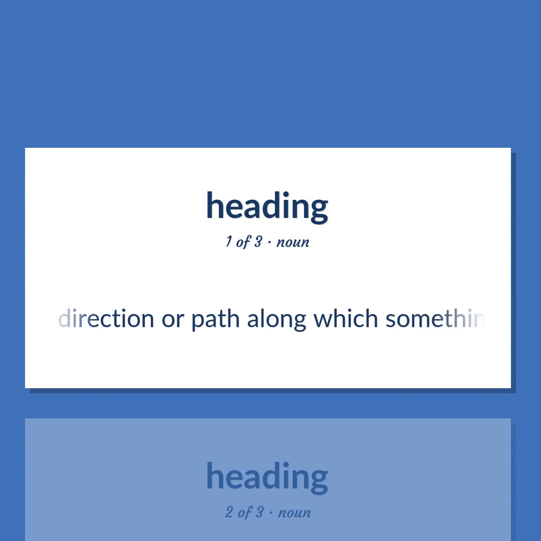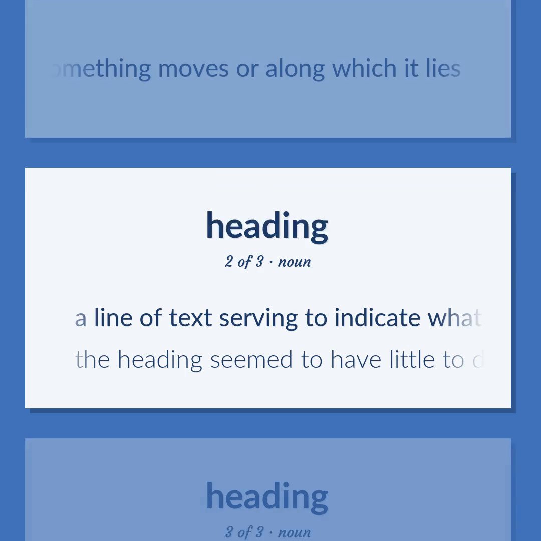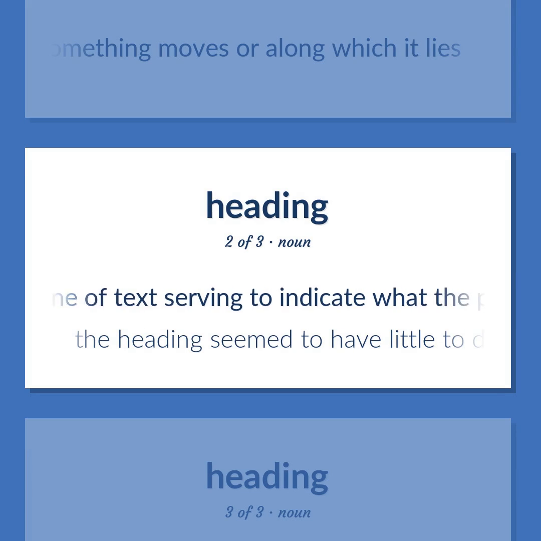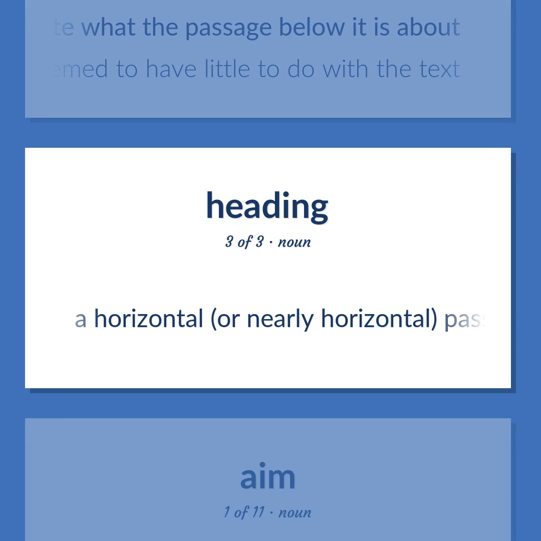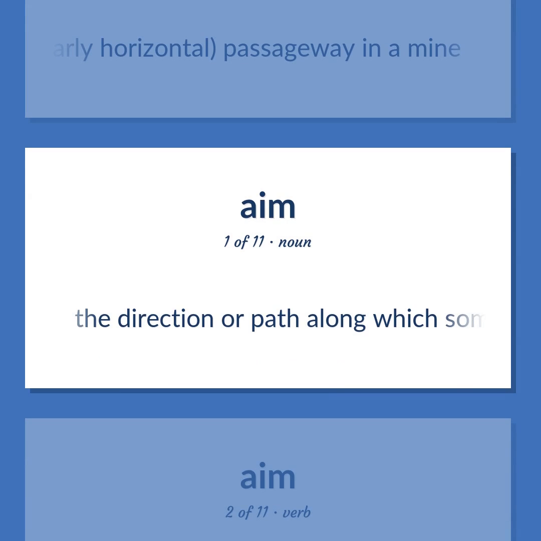The direction or path along which something moves or along which it lies. A line of text serving to indicate what the passage below it is about. The heading seemed to have little to do with the text. A horizontal, or nearly horizontal, passageway in a mine. The direction or path along which something moves or along which it lies.